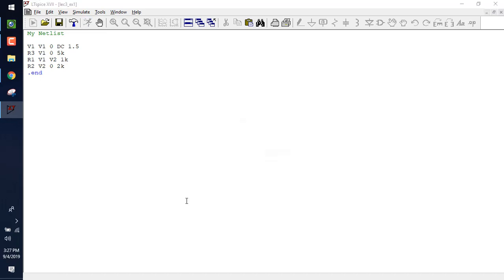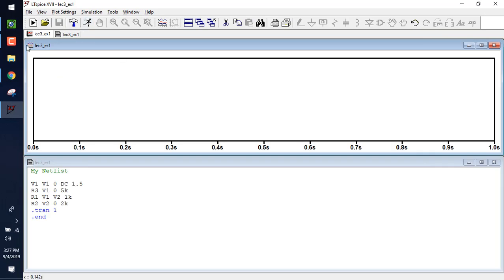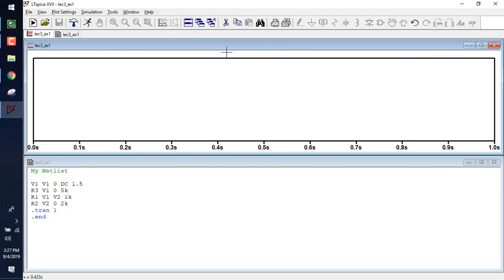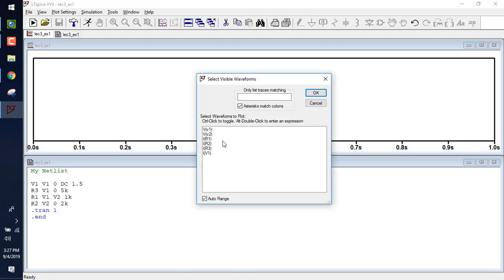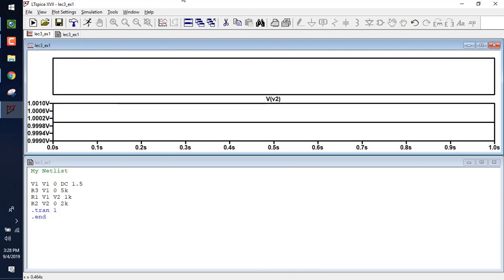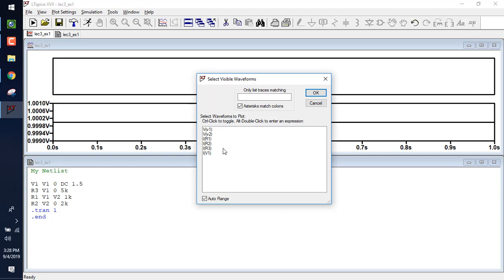All right, no analysis. Oh, I forgot an analysis. Let's do a .tran for 1 second. Run. And then what did we say the V2 was? 1 volt. So I'll go up here and I'll write V2 and it's 1 volt. Then I said, let's add the plot plane. And then I said, what is the current through R3? And we calculated 0.3 milliamps. And there it is.